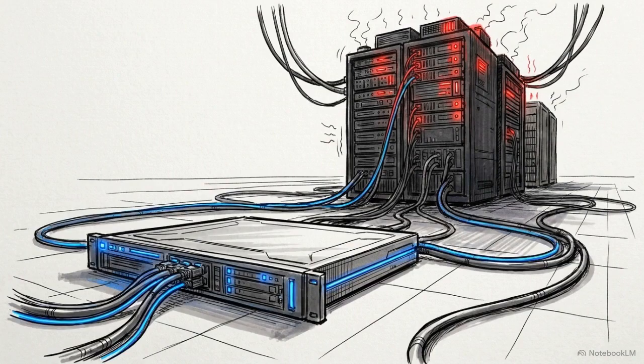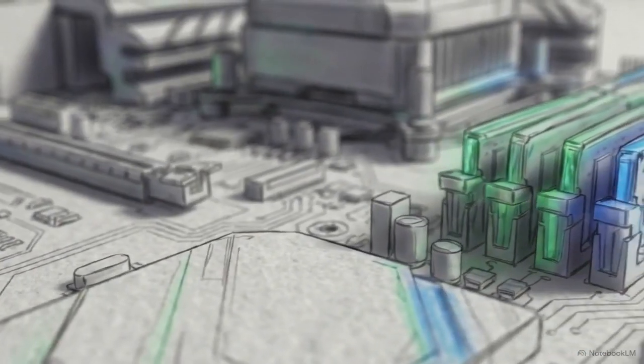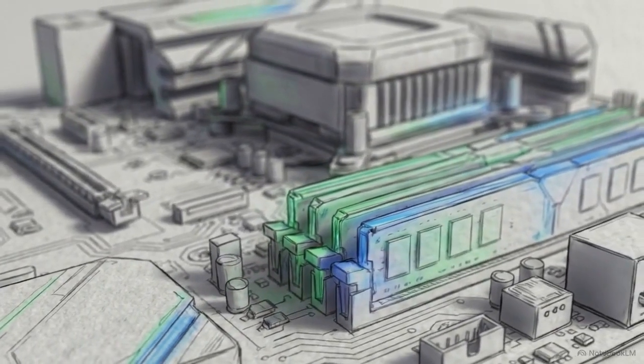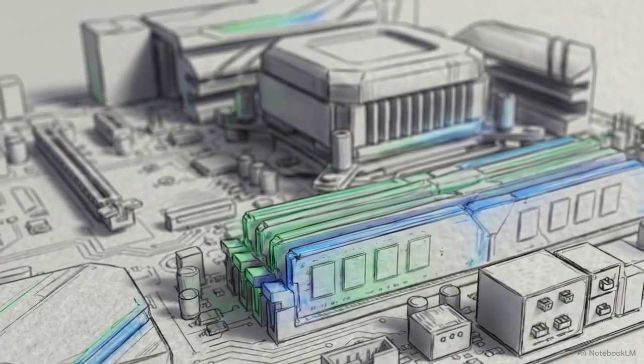To survive this load, we have to intercept these repeated requests before they ever reach the database. We do this by storing copies of those expensive computations in a faster, much closer layer of the application architecture.